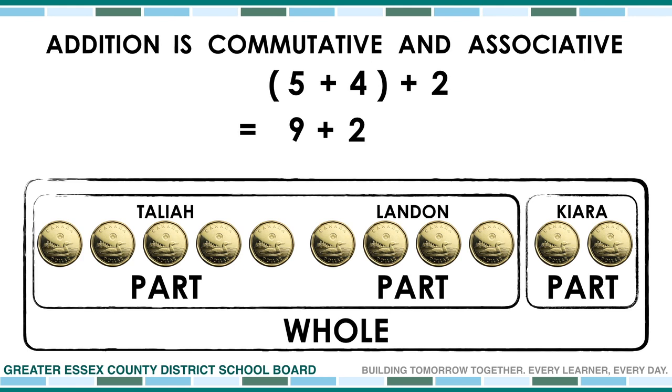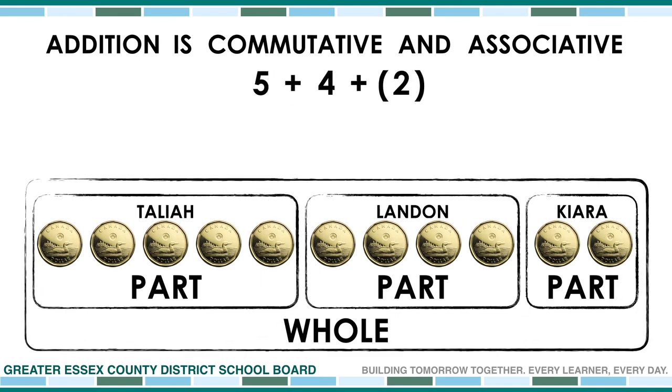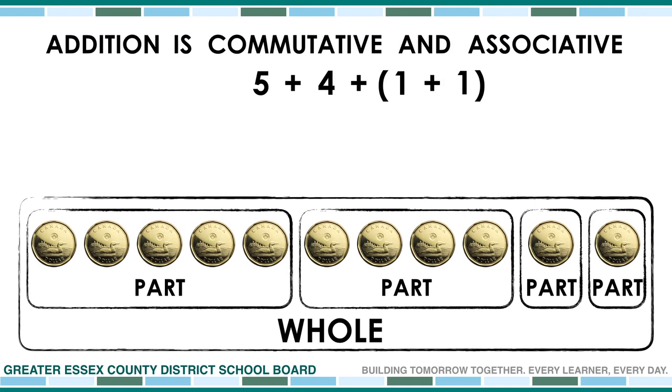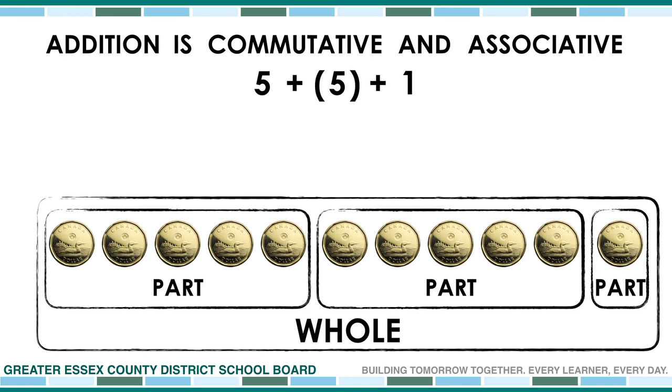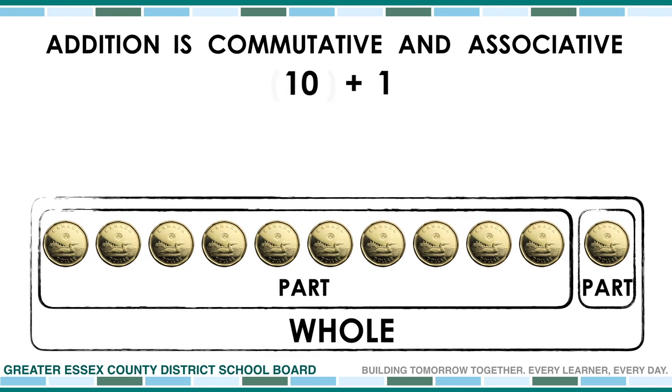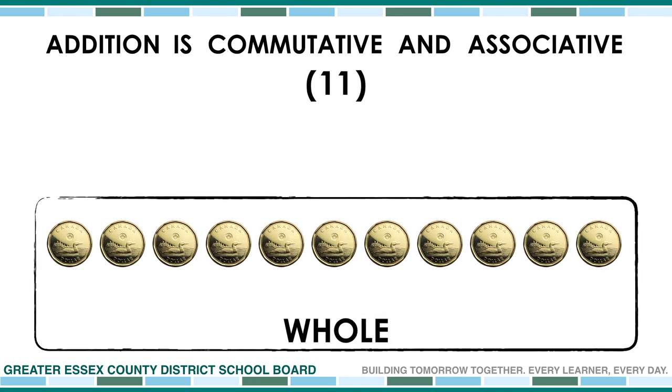But if we consider another property of addition we know as the associative property, we can break down or decompose a part, like taking 2 loonies and breaking it down into 1 loonie plus 1 loonie. And then we can reassociate the 1 loonie with the 4 loonie part in order to create another part or group of 5 loonies. For many of us, especially young children, adding 5s is much easier than adding 5 and 4. And guess what? We still end up in the same spot with a total of 11 loonies.